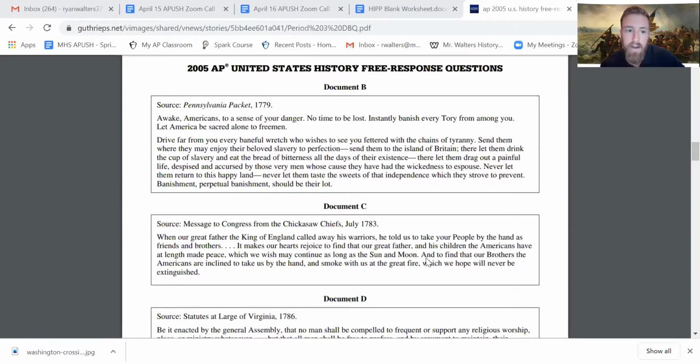There let them drag out a painful life, despised and accursed by those very men whose cause they have had the wickedness to espouse. Never let them return to this happy land. Never let them taste the sweets of that independence which they strove to prevent. Banishment, perpetual banishment, should be their lot.